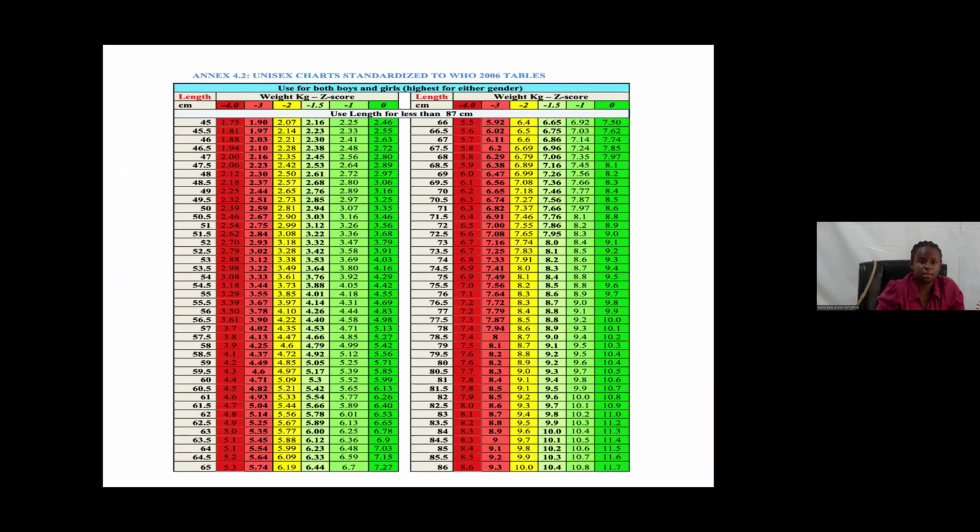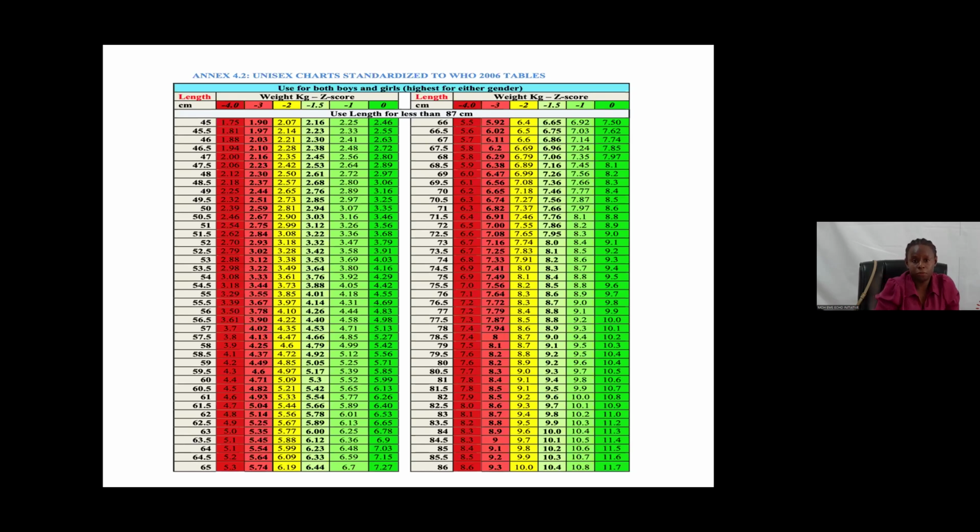So this is an extract from the basic pediatric protocols. Well, this is the 2006 one, but we have one of 2023 that is available. It's not very different from this. So it has the length. When you're using these charts from the basic pediatric protocols, you have to be careful to make sure that you use the correct chart for the correct sex and for the correct age.